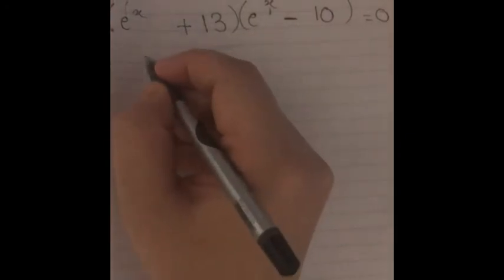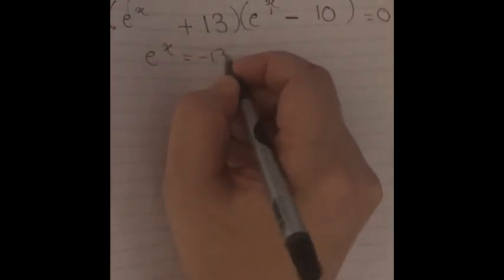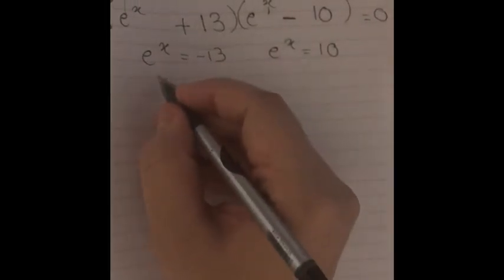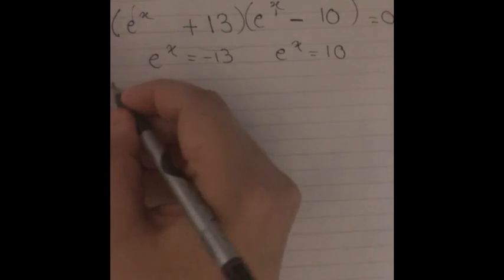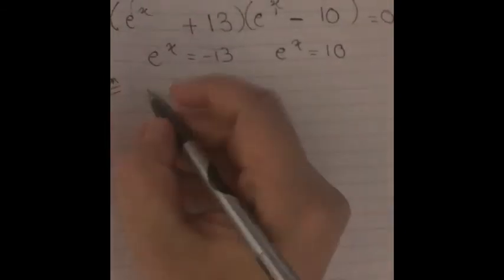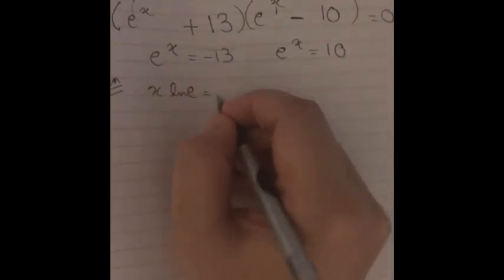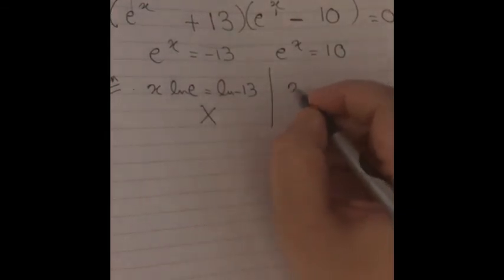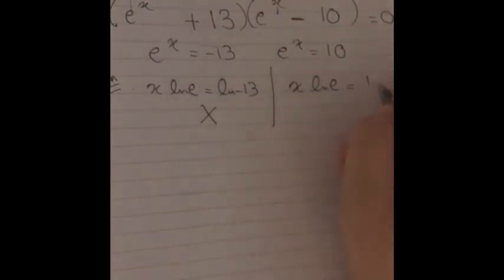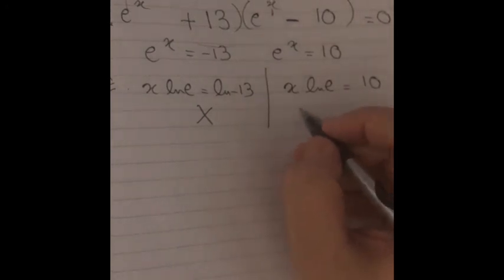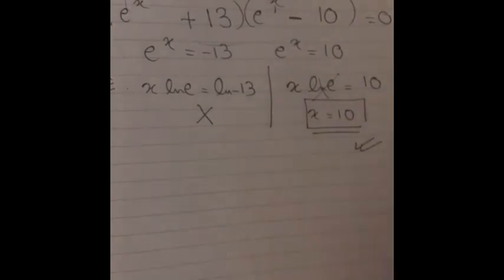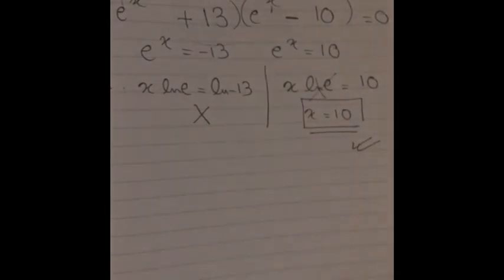So here e to the power of x is equal to negative 13, or e to the power of x is equal to 10. This would give me, if I ln both sides, x ln e equals ln negative 13, and this is impossible. Here I would get x ln e equals ln 10, and as we said, ln e is 1, so x is equal to ln 10, and x equals ln 10 is the answer in this case.